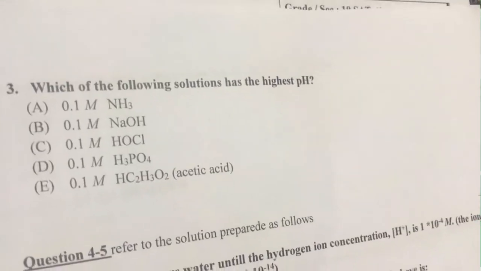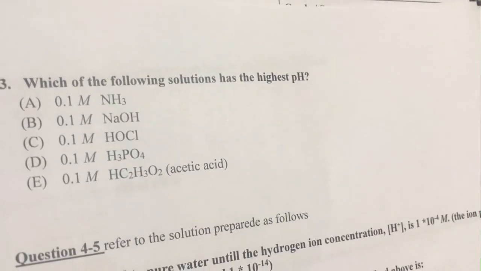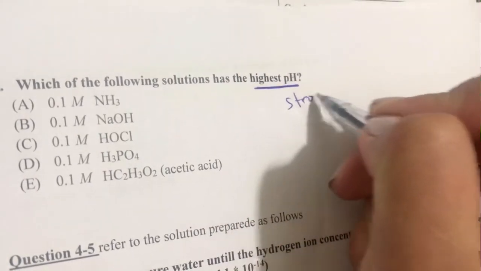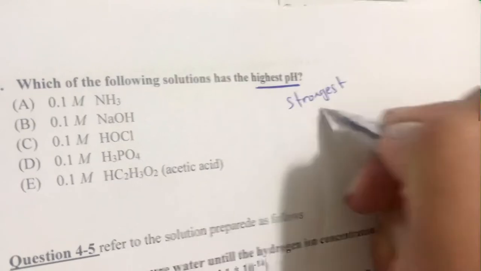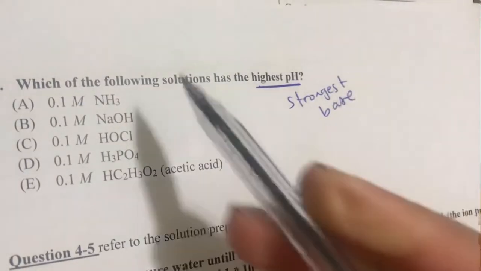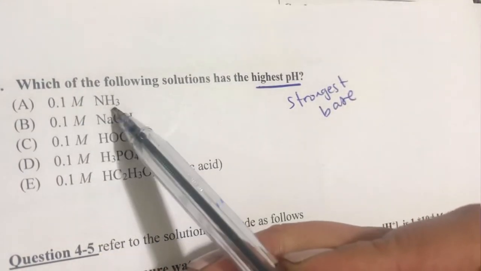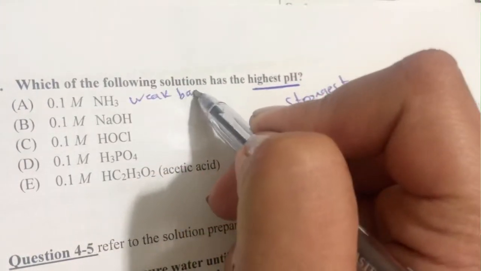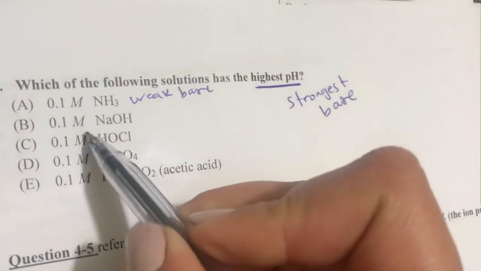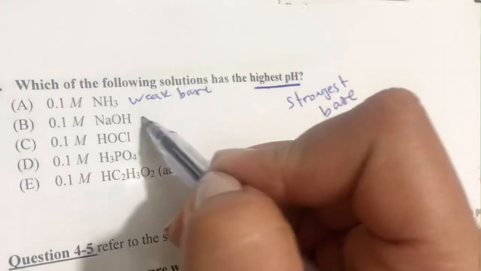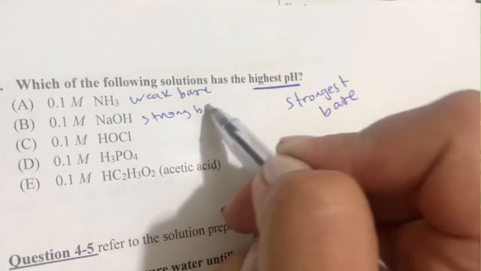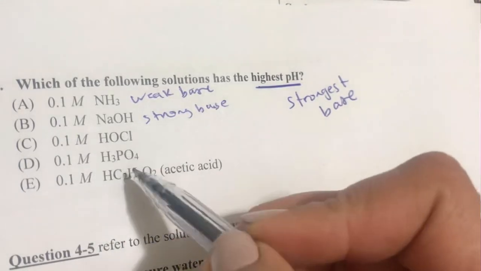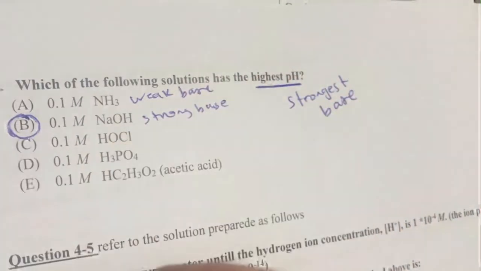Now question 3. Which of the following solutions has the highest pH? Highest pH means the strongest base. So A, 0.1 molar ammonia. Ammonia is a weak base. B, 0.1 molar sodium hydroxide. It's a strong base. And C, D, E are acids. So the answer is B.